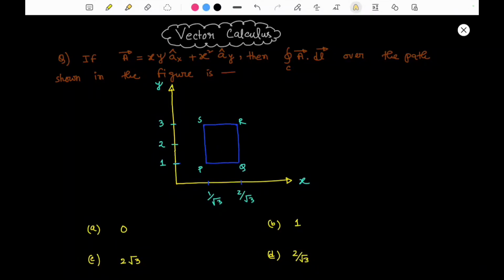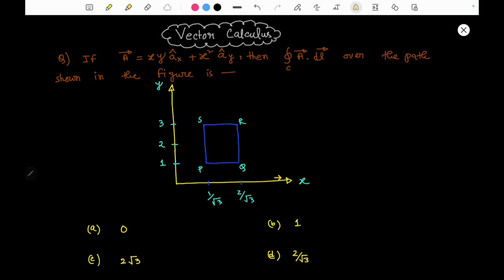Hello friends. So today we are going to solve a vector calculus question. So let's read the question. If A vector equals xy ax cap plus x square ay cap, then the closed line integration of A vector dot dl vector over the path shown in the figure is.